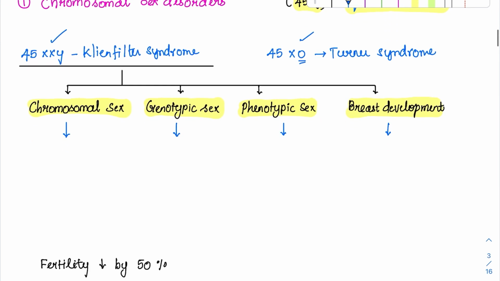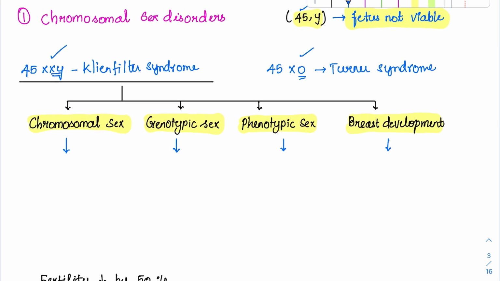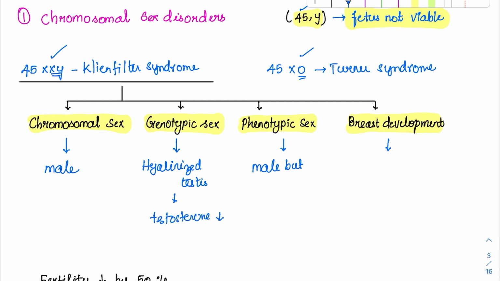So first coming to the chromosomal sex. As it is indicated, XY is there, so the chromosomal sex tells us it is a male. What is the genotype? Here the genotype is testis, but the testis is hyalinized. There is formation of hyaline membrane. There is no proper development of testis. So hyalinized testis will be present. Then what is the phenotypic sex? The phenotypic sex also will be male, but since it is hyalinized testis, the production of testosterone is reduced. So the male is a little bit immature and a little female-type characteristic will be there.